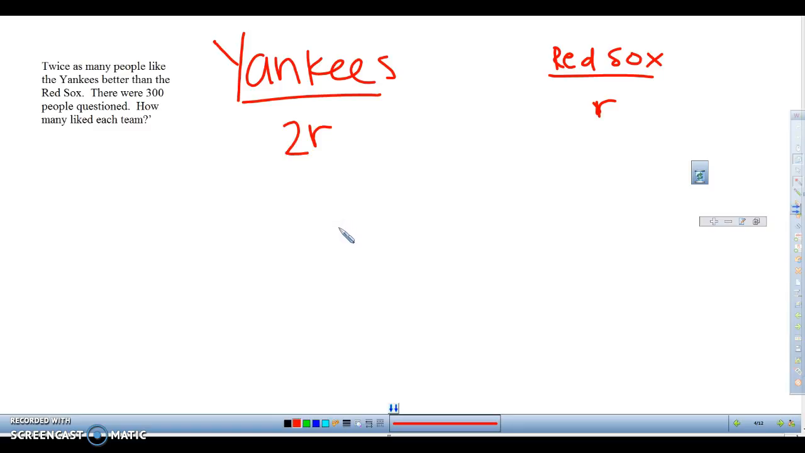And to find how many like each team, what do those things add up to? 300 people questioned. Better be the total amount of fans. So 2R for the Yankees and R for the Red Sox better add up to equal 300.